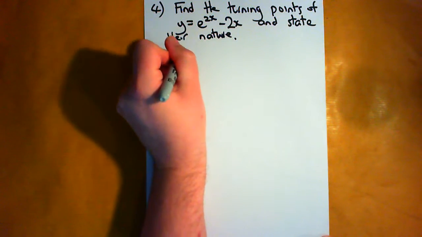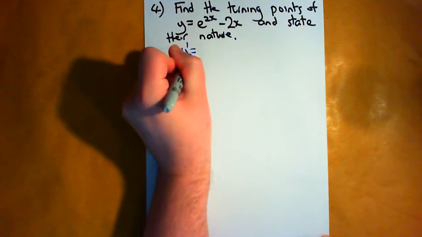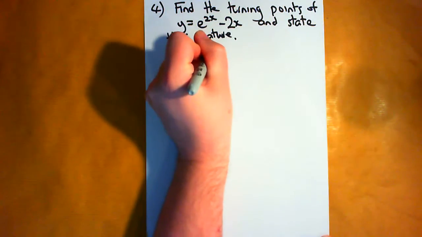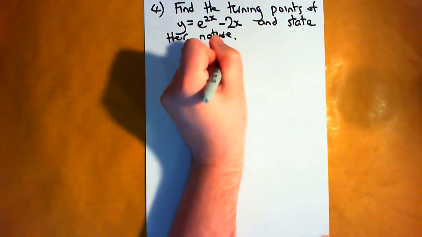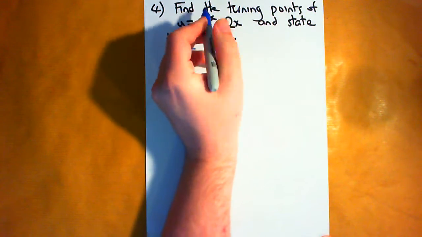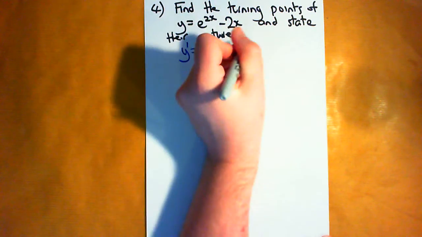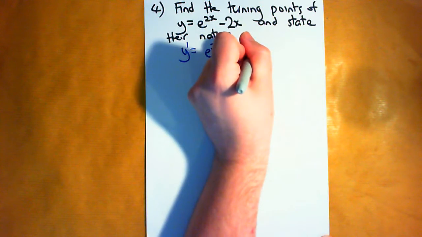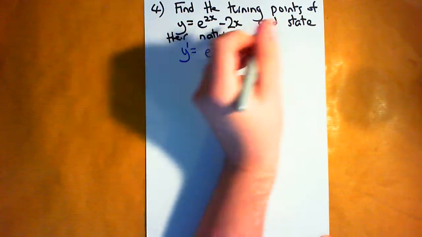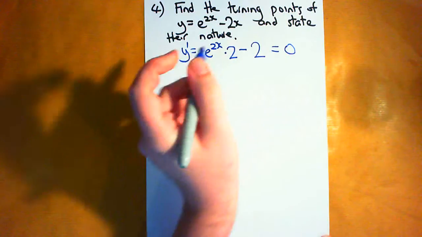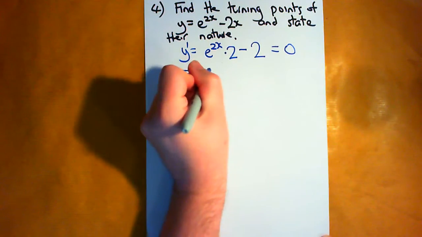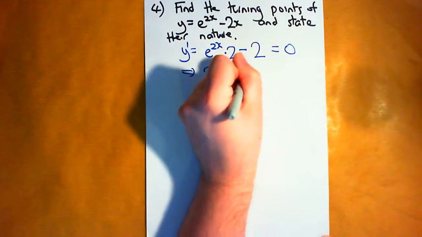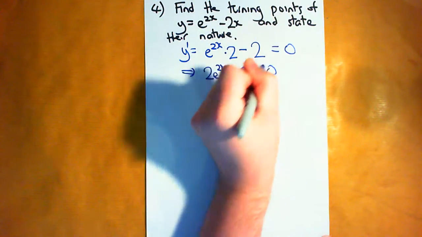So let's differentiate. So that will give us y dash. Differentiate e to the 2x. It becomes e stays the same, but we multiply by the derivative of the power, which is the 2x, minus differentiate 2x. So if we differentiate 2x, we get 2, and that should be equal to 0. So we need to solve this equation, which is 2e to the 2x minus 2 equals 0.